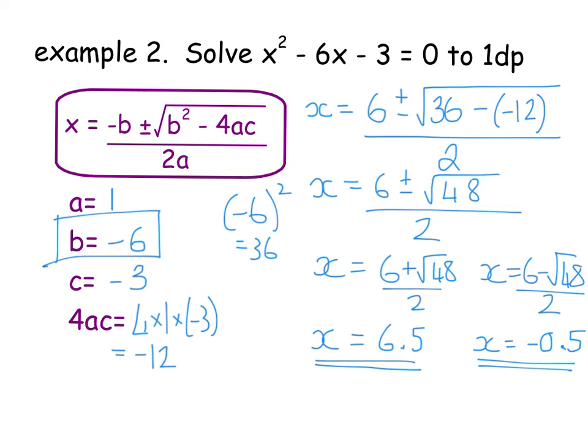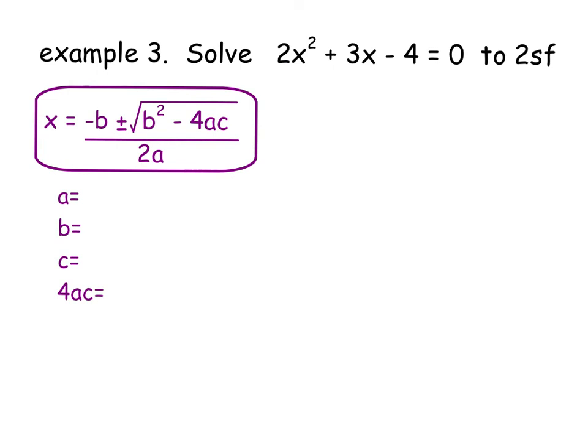One more to show you. So the difference in this one here is you'll notice there's a 2 in front of the x squared. So there's a term for the a this time. So a is the first term, which is a 2. B is the middle one, which is +3. And C is the end one, which is -4. 4 times 2 times -4 gives you your 4AC value, which is -32.